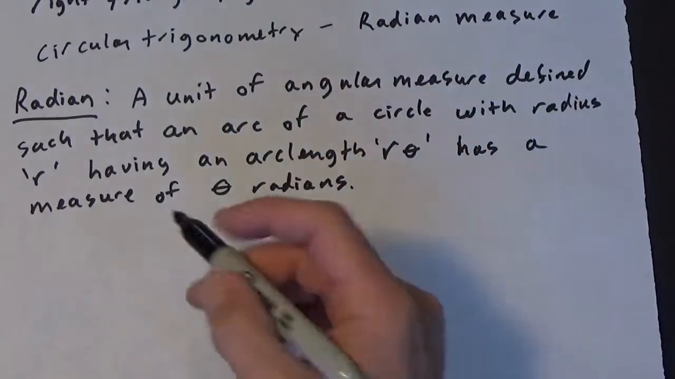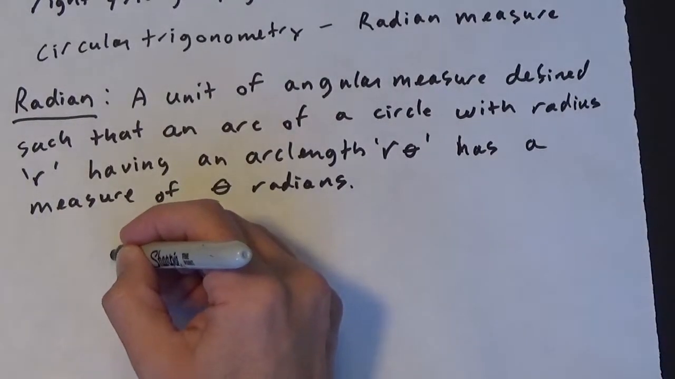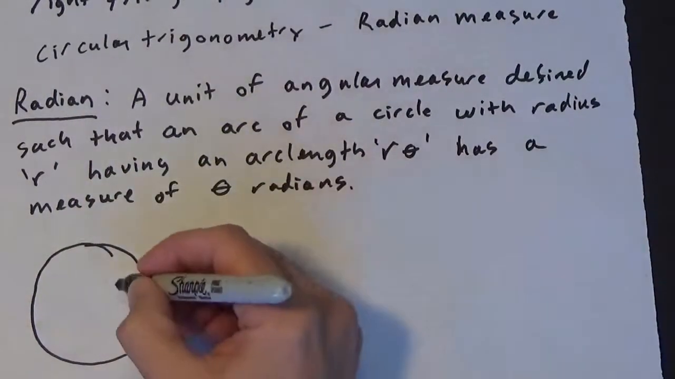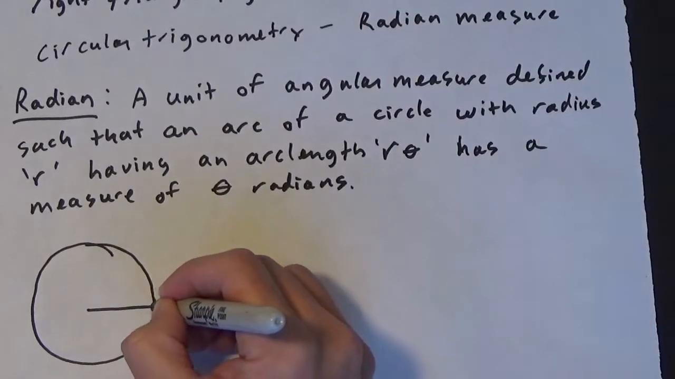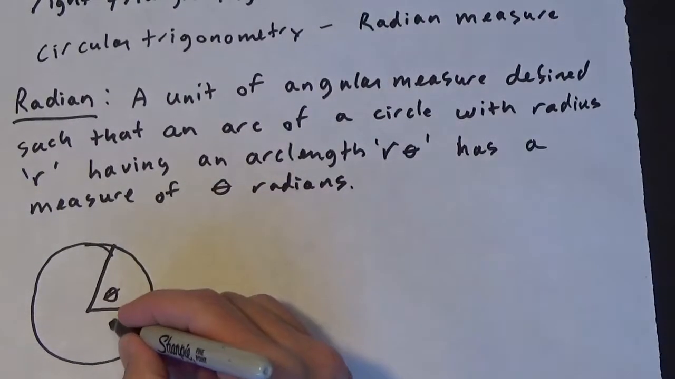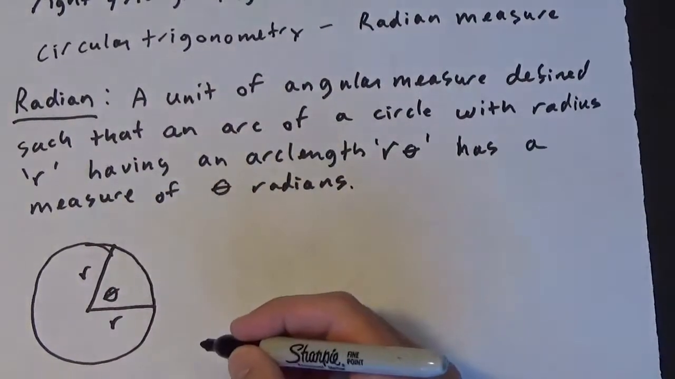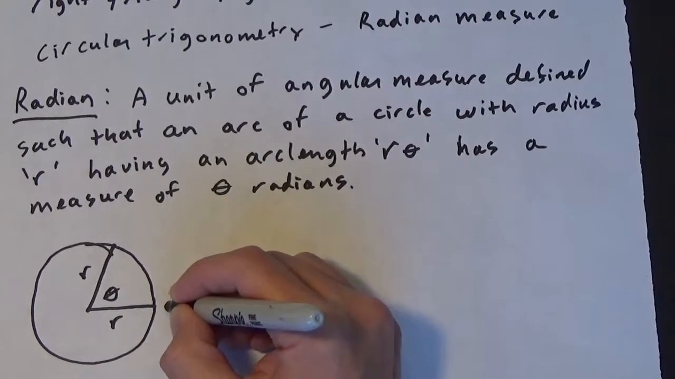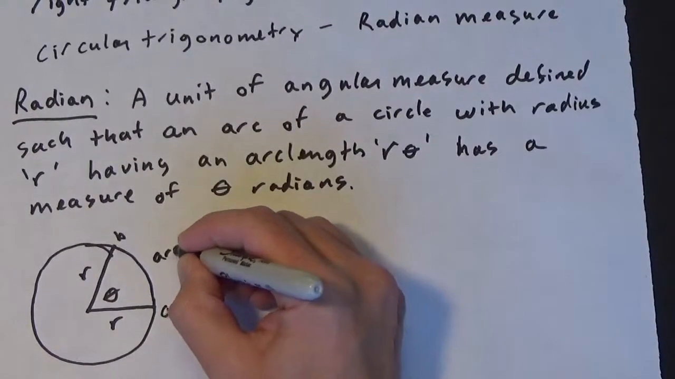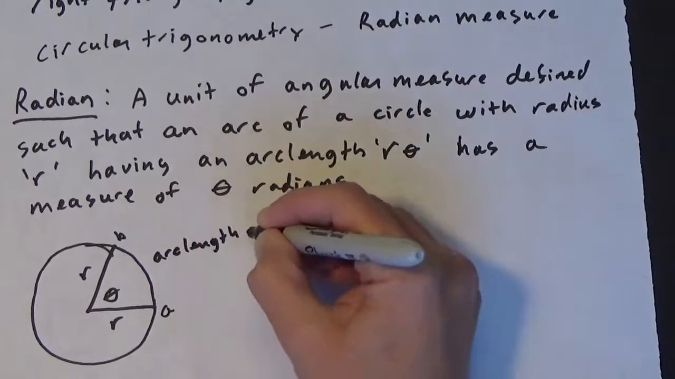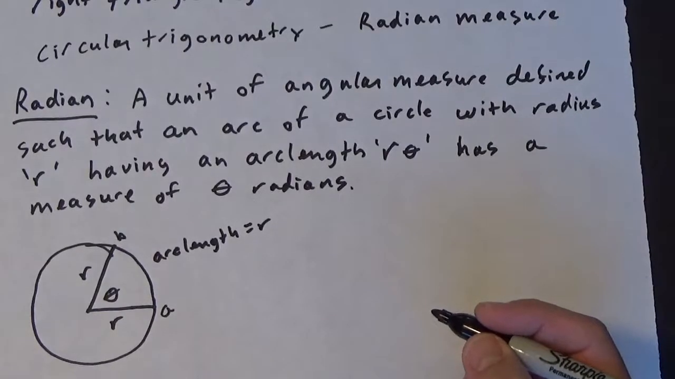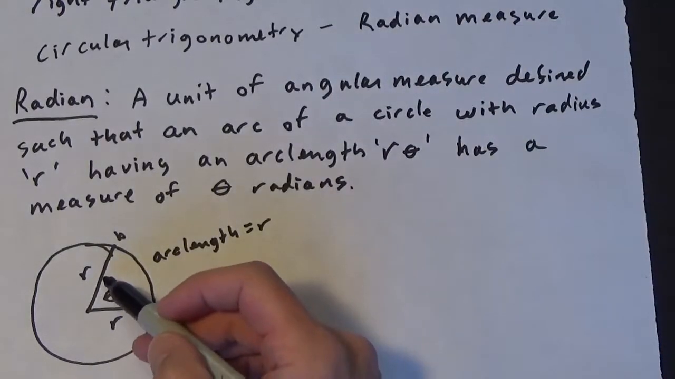So let's take a look at this. Let's say we have our circle here, and we have some angle theta. Now the radius of this circle is r. And if we go from A to B, so here's A, here's B, that means we have our arc length. Now if the arc length is also r, then the measure of this angle is 1 radian.